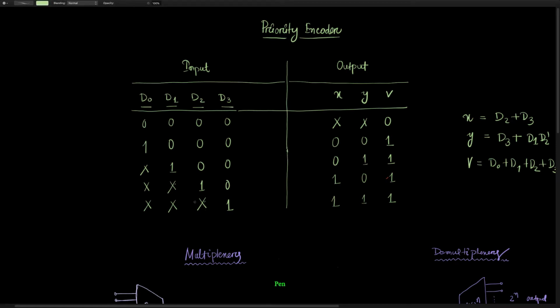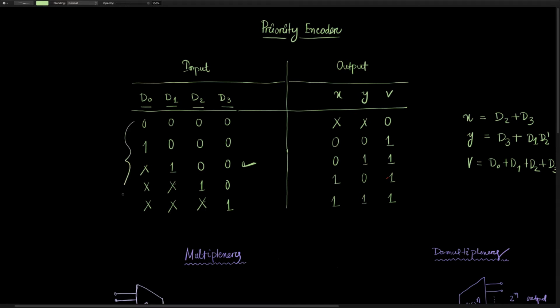You see here, if D3 is 1, we don't check D2, D1 and D0 because those are of lower priority or lower subscript value, and we mark these as don't care conditions. The same also happens here. If you consider this iteration, we check D3, that is low, D2, that is low, D1, you see that is high, so we don't go for checking D0. So that's your priority encoder.